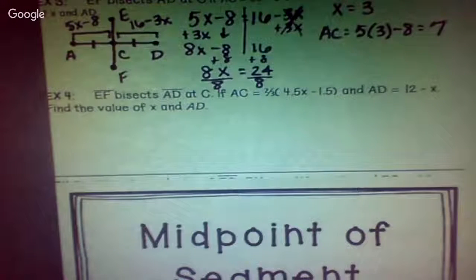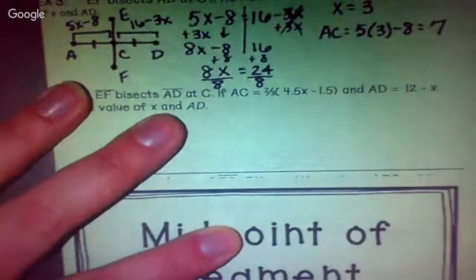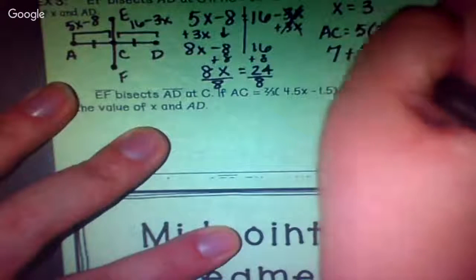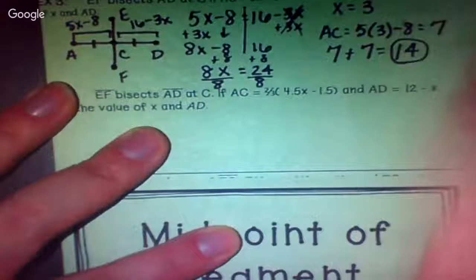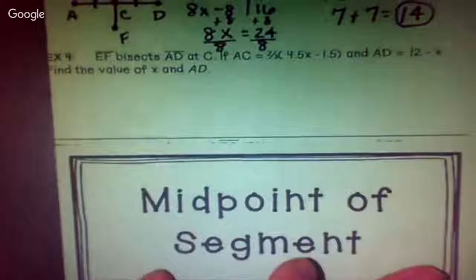Okay, if AC is 7, and it is a bisector, so it is half of AD. AD is 14 then. So you could have plugged it in for AC and then plugged it in for CD. But if you know it's a bisector, that means this piece and this piece are the same. So we can take 7 plus 7 and make the whole thing 14. Either way, it would have come out to be the same answer. I like to do as much shortcuts as possible.